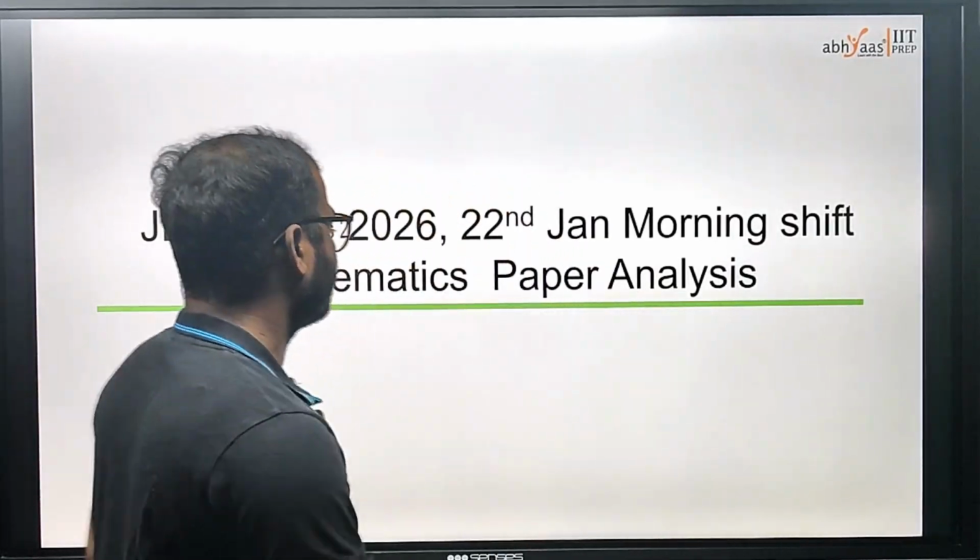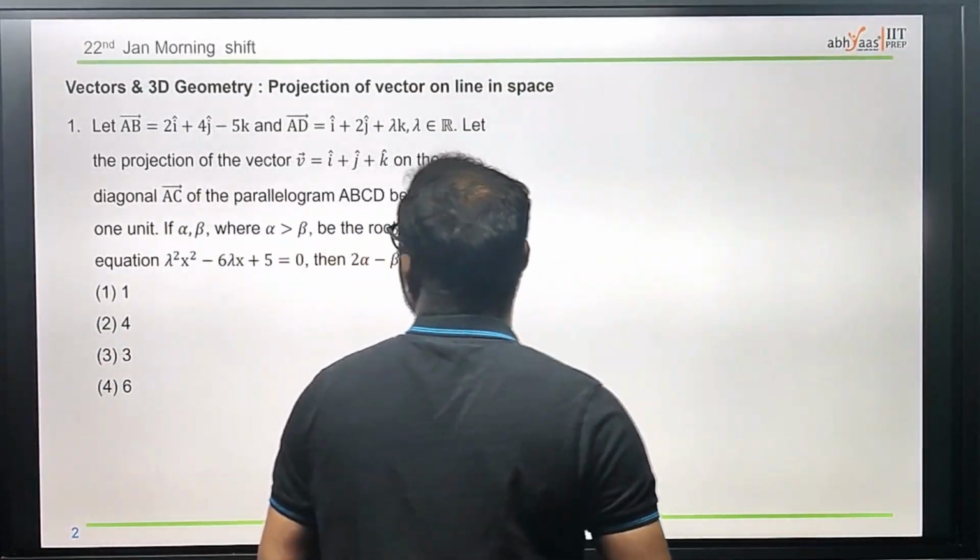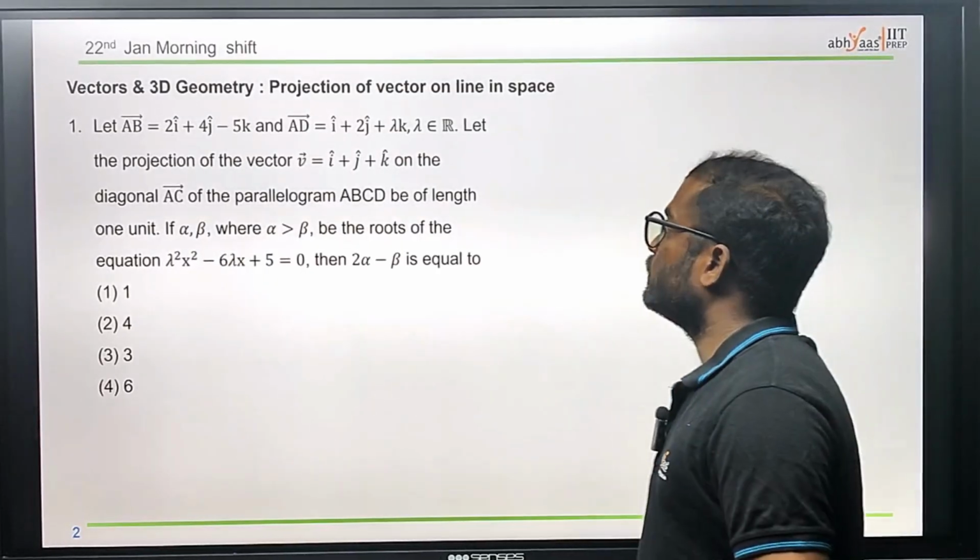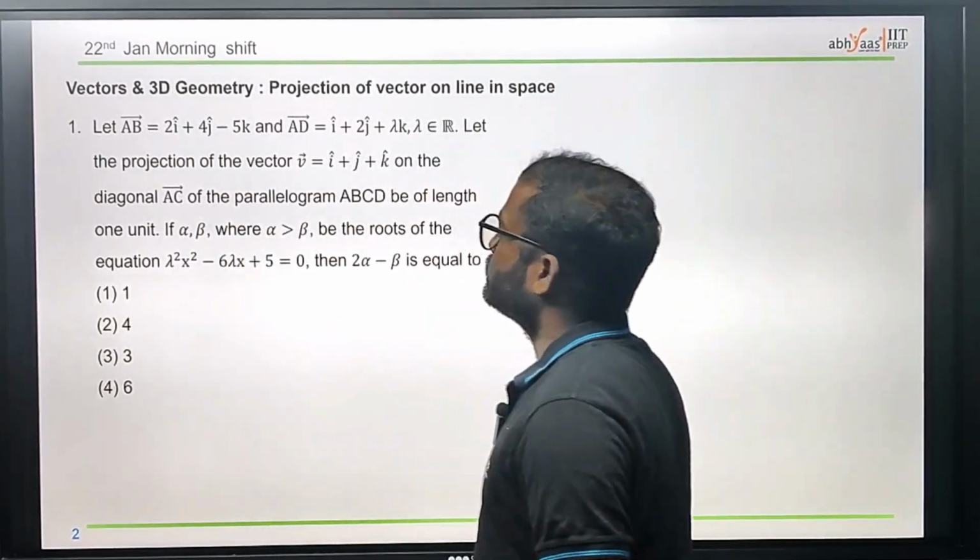Okay, let's get started. If we see the first question, it is based on vectors and 3D geometry. The subtopic is projection of a vector on a line in space.